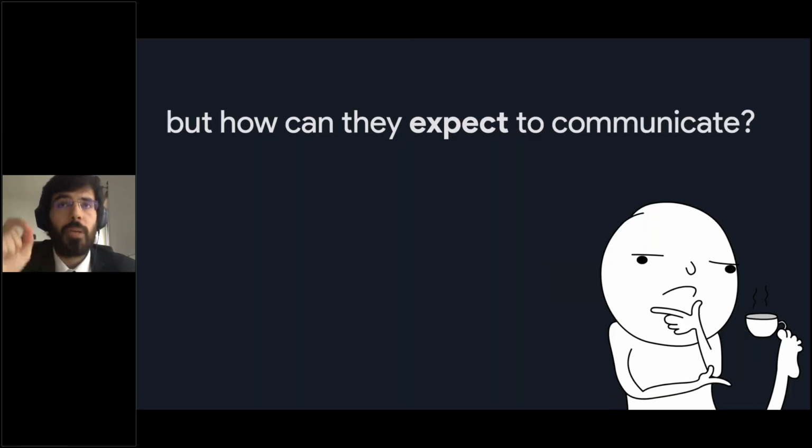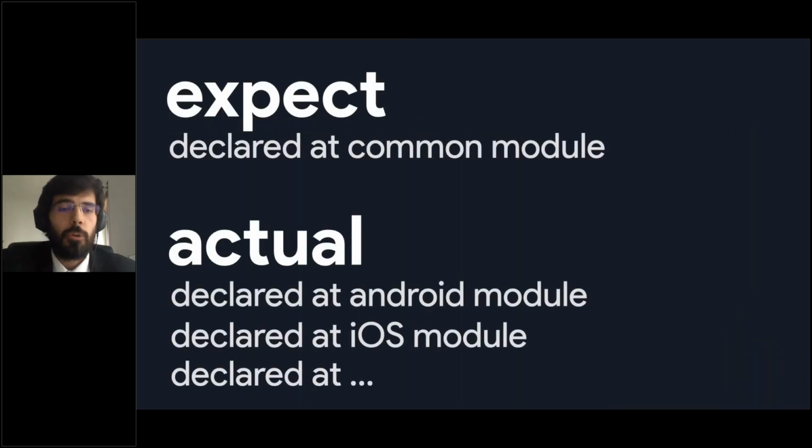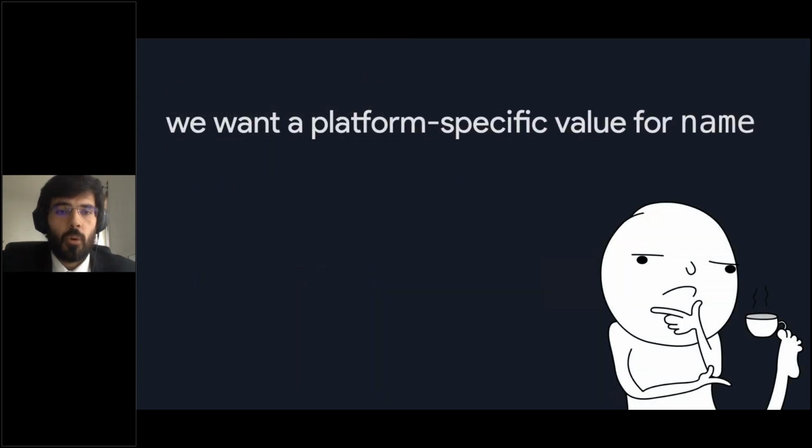So how can we expect to communicate and to access platform-specific values? The answer is quite simple. We use the keyword expect declared on a common model, and then we use the keyword actual when we want to define something that is platform-specific. Let's see an example. We want a platform-specific value for a name. For instance, we have an application, and we want on Android to say hello Android, and we want on iOS to see hello iOS. So this name needs to be platform specific.